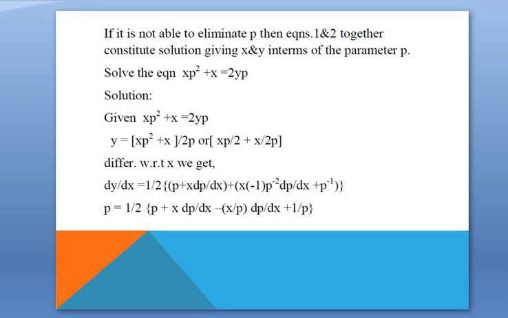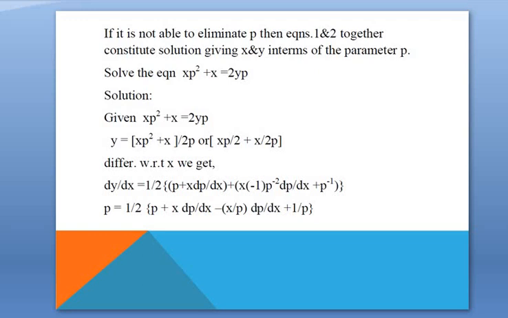We have the following equation: x p squared plus x is equal to 2yp. We are going to solve this equation using the solvable for y method. Therefore we must express y in terms of x and p. Therefore we have y is equal to xp/2 plus x/(2p).